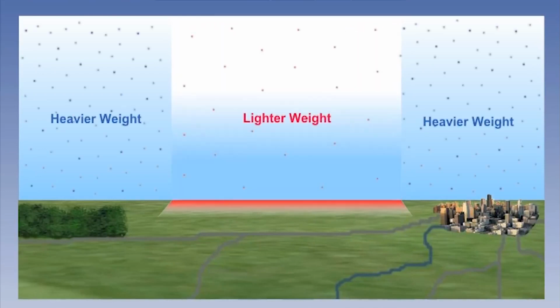The total weight of the column of air above that warm surface has been reduced because it is now comprised of much warmer, lighter, less dense air than the surrounding cooler areas. The result of this is a reduced pressure at the surface.